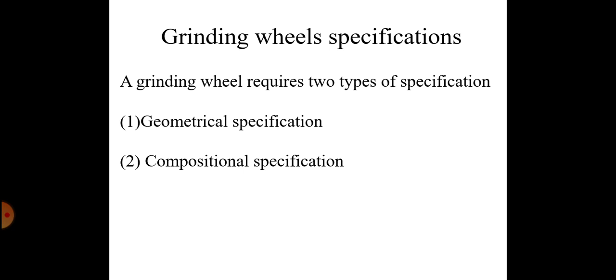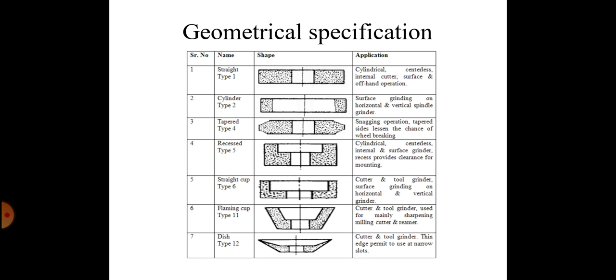In the last lecture we covered grinding machines. Now today we are going to discuss grinding wheel specifications. There are two methods by which a grinding wheel can be specified. First is geometrical specification and second is compositional specification. Now we will see one by one.